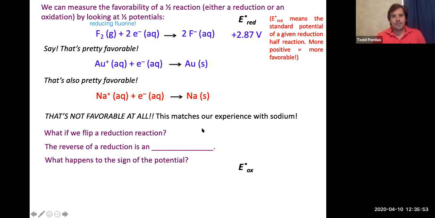So gold, we haven't talked that much about gold. Gold is represented by Au, but it turns out it has a reduction potential of 1.69 volts. Positive voltage means favorable, so that's pretty favorable too.